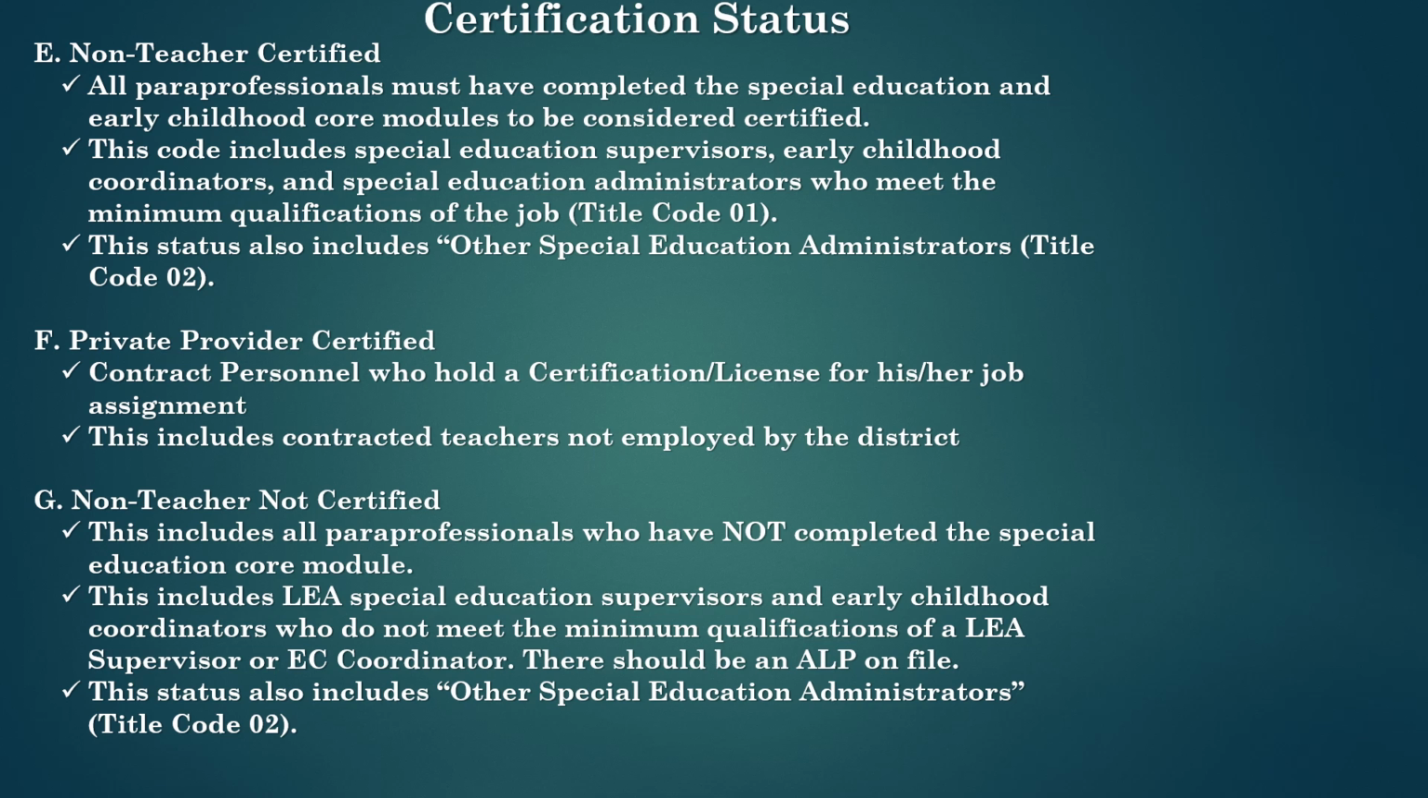E includes all of the following: paras that have completed the core module for certification, special ed supervisors, early childhood coordinators, and all special education administrators, including those with the Title Code 2 who possess a license for their title code. F includes all contract personnel who are licensed, including SLPs, OTs, PTs, and even special ed teachers, all of whom are not employed by the district. G is all of these in E who are not certified or who do not have a license.